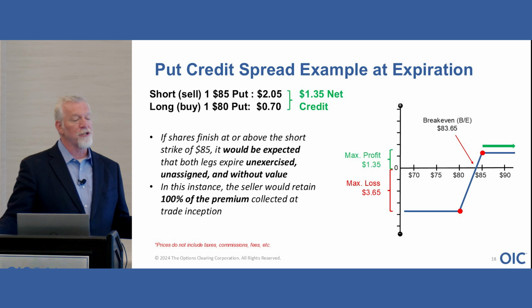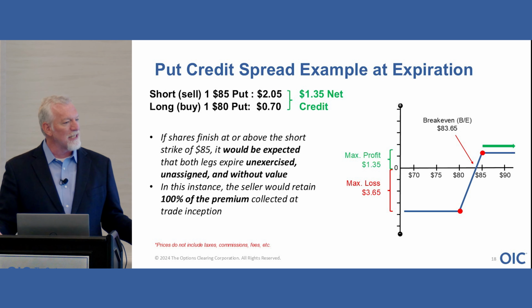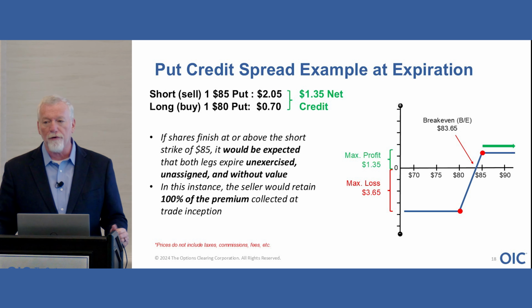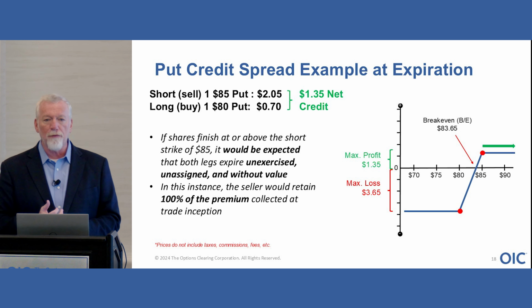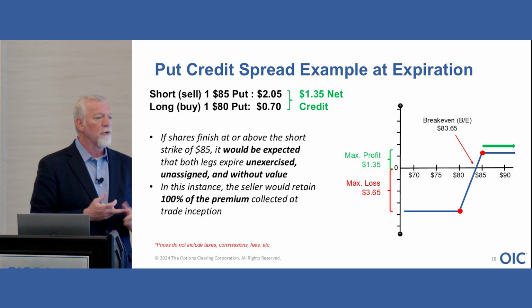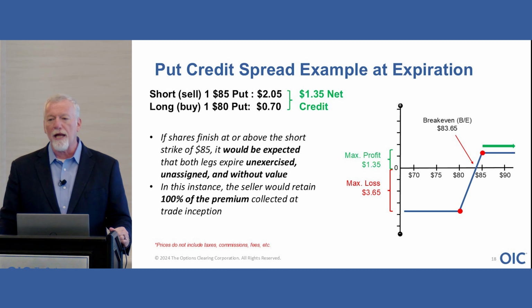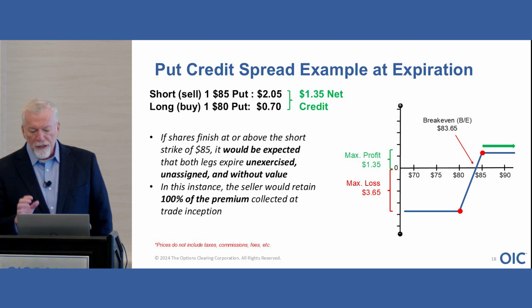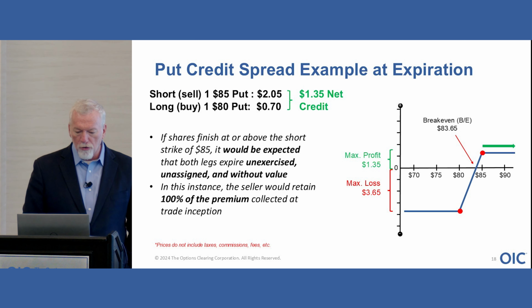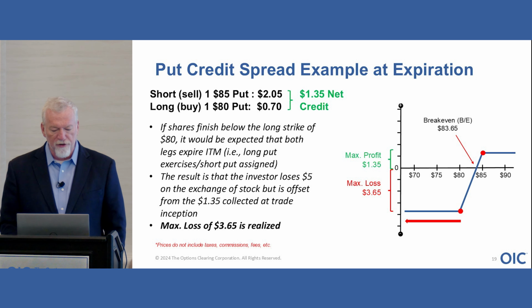The second part of my trade is my long 80 strike put. I'm not going to want to exercise that and sell stock at 80 when it's trading in the market at 100. So I'm going to let that contract expire worthless. So now I've got a long put I'm letting expire without value. The short put is expected to be unassigned and also expire without value. That premium that I collected up front, that's going to be my maximum profit potential. I'm going to retain 100% of that.